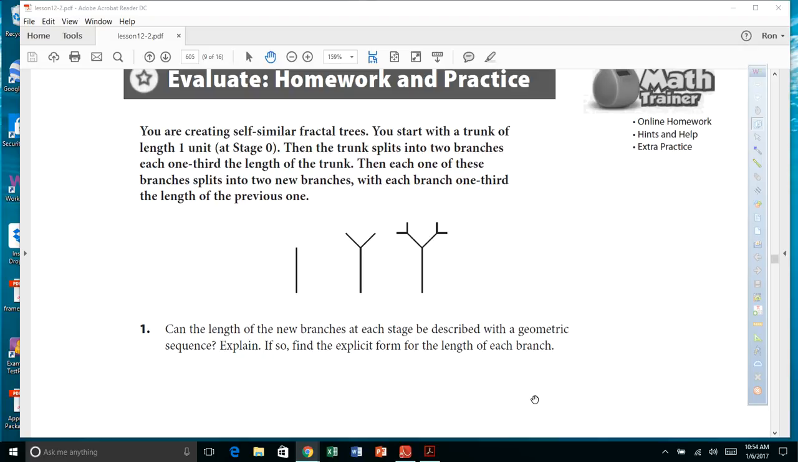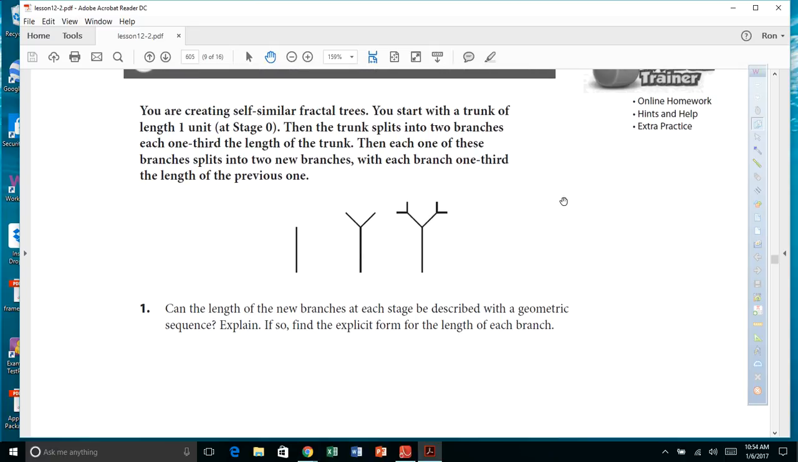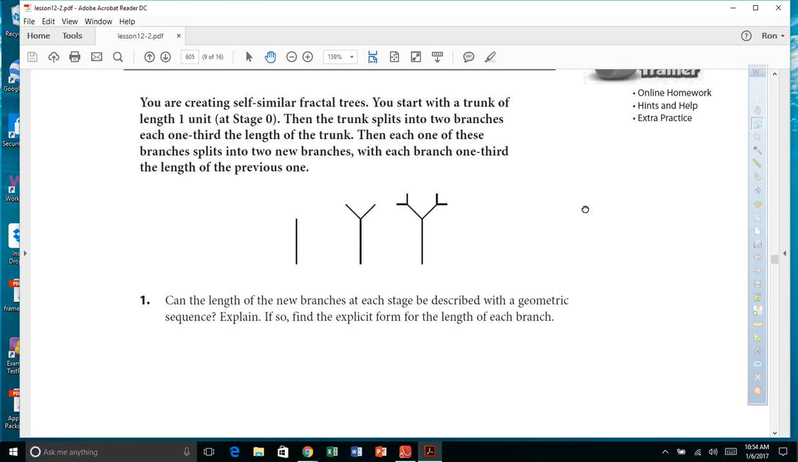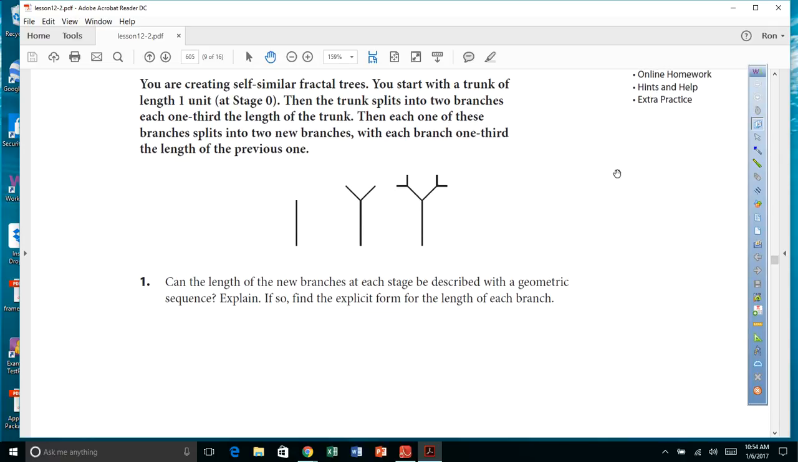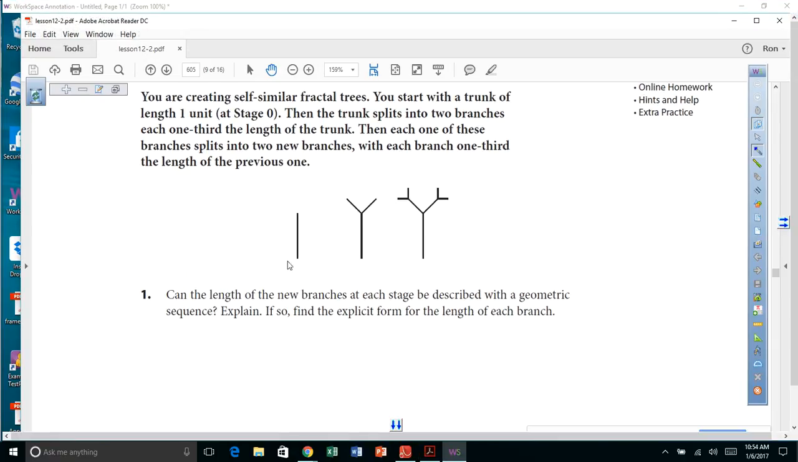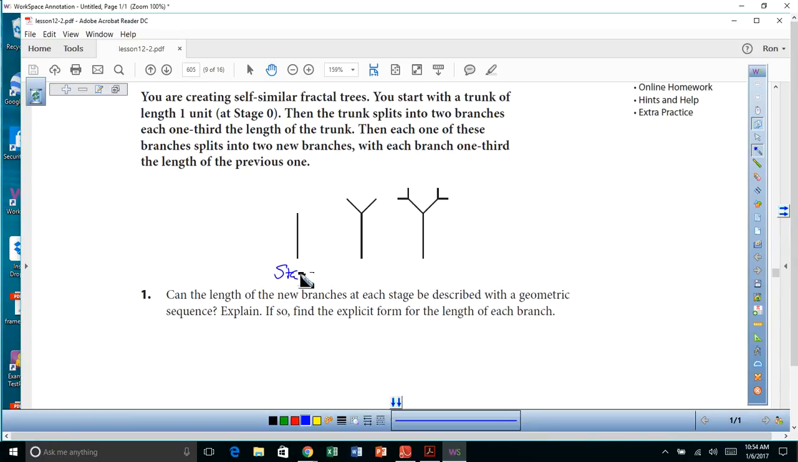This is 12.2 homework. All right, you are creating self-similar fractal trees. You start with the trunk of length 1 unit right here at stage 0. So this is stage 0. Then the trunk splits into 2 branches, each 1/3 of the length of the trunk. So this would be stage 1.